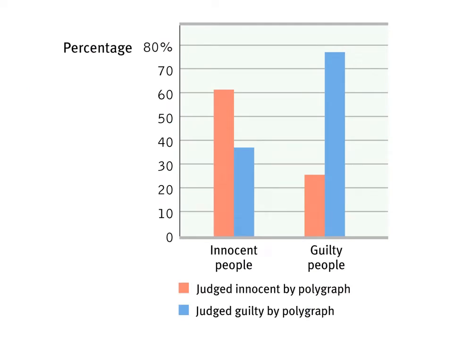Again, here we're looking at the judged innocent by the polygraph versus the judged guilty by a polygraph. If we're looking at innocent people, most innocent people are judged innocent, but there's a pretty substantial amount that are judged guilty. Even better are the guilty people who are correctly judged guilty by the polygraph. But again, it's not as accurate as we like, so there's a certain chunk that makes them innocent. And we just have not made this an admissible piece of evidence into our court system yet.